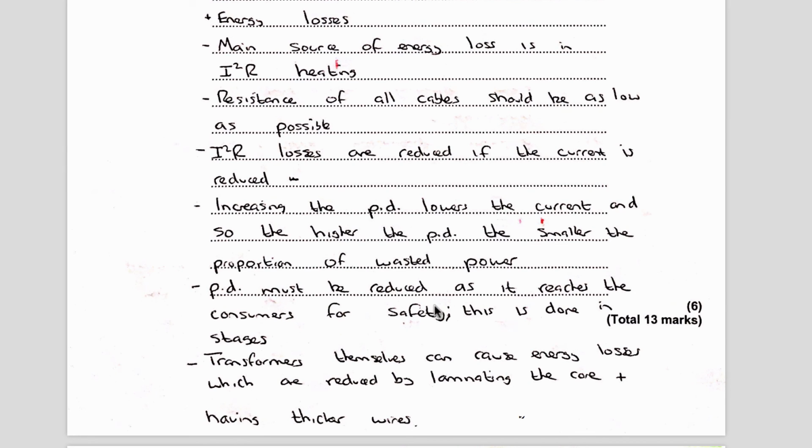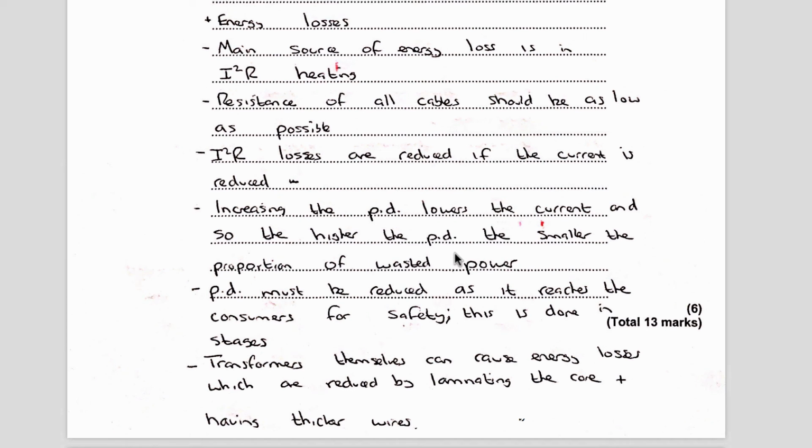But potential difference has to be reduced as it reaches the consumers in people's houses and factories, for example, for safety, and that's done in stages. But transformers themselves can cause energy losses, but these are reduced, for example, by laminating the core, having thicker wires, putting the primary and the secondary coils close together.